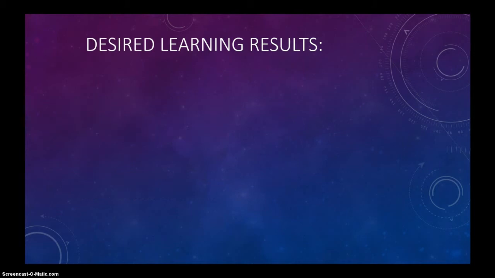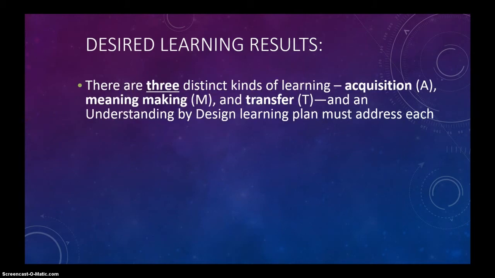So, desired learning results. What are they? There are three distinct kinds of learning, and it's very important to see this from the very beginning before we even start looking at the curriculum maps. First is acquisition. Next is meaning. Here she mentioned meaning making. And then transfer. So if we were to use the UBD framework, we must address each of these kinds of learning.